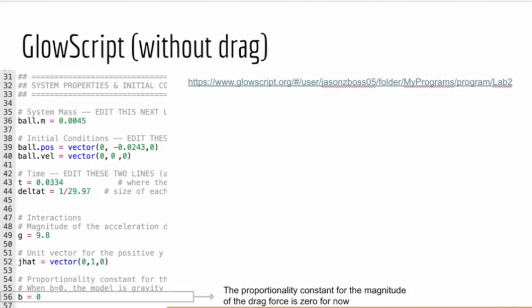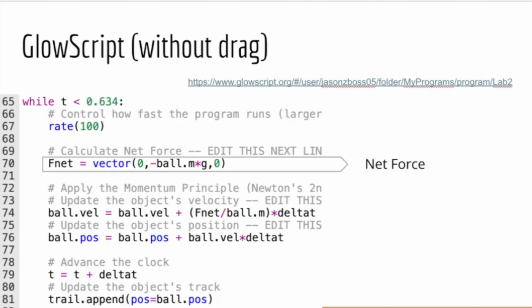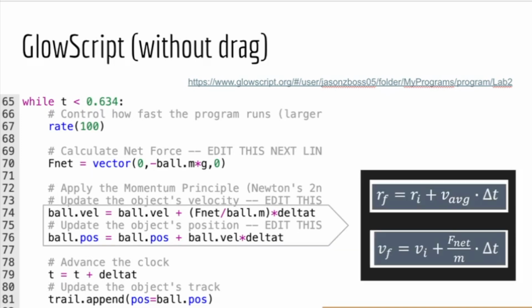The proportionality constant for the magnitude of the drag force will be 0 for now, since we are not accounting for drag in our model. We also note that for this model, the only force acting upon our system will be the force due to gravity, so here is the net force within GlowScript. We will also need the velocity and position update formulas to predict the motion of our ball.